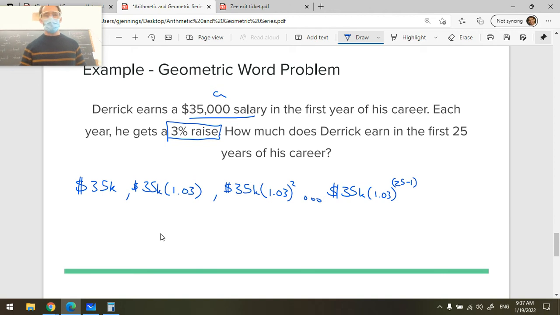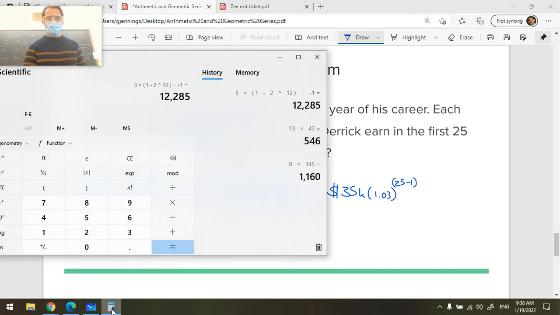Why 25 minus 1? He didn't get the raise in his first year. That's his first year of earnings, is to the 0, right? And then to the 1 is here in his second year. So that's why this is 25 minus 1. Let's just, for fun, see how much he earns in that last year.